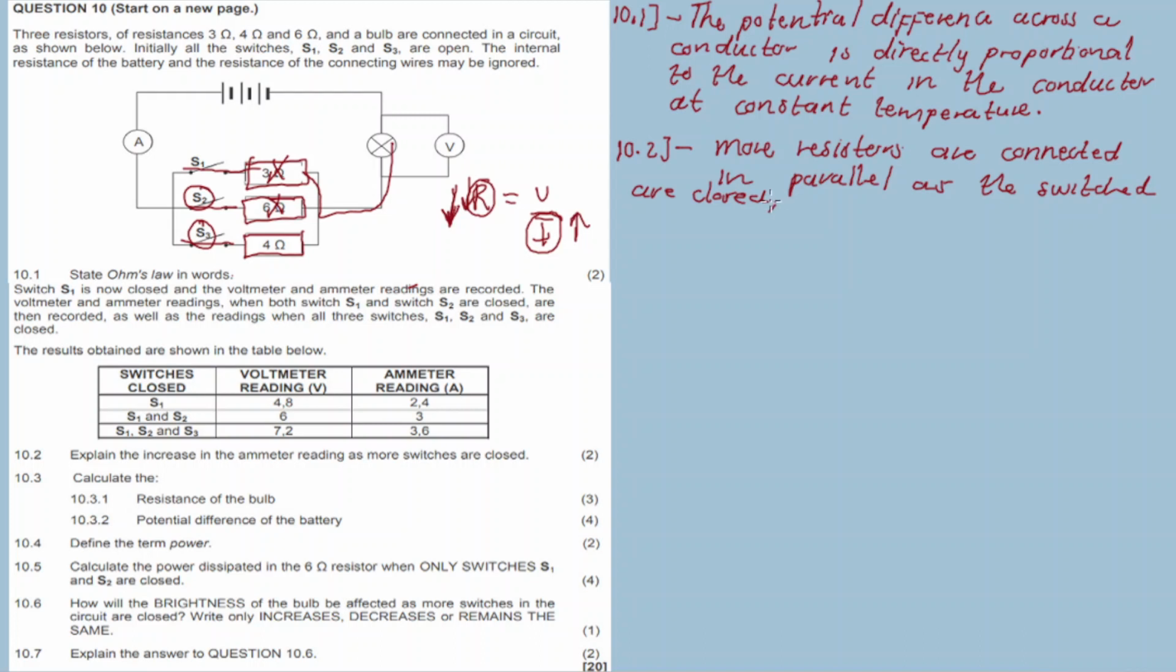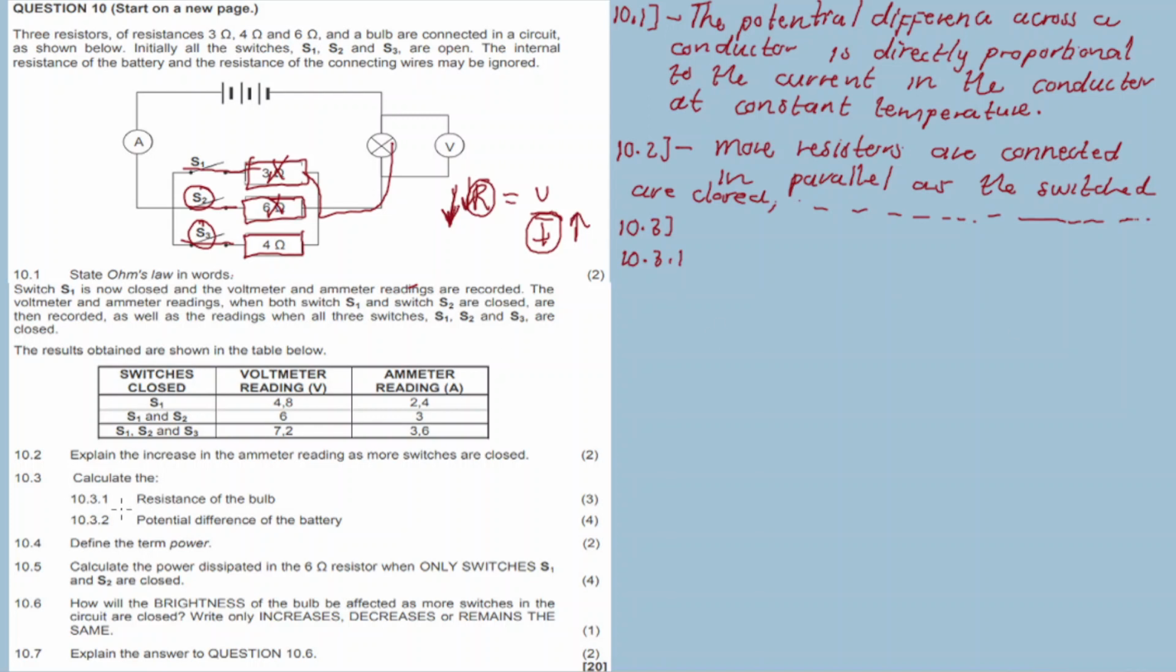Therefore the effective resistance of the circuit decreases. More resistors are connected in parallel as more switches are closed. Therefore the effective resistance of the circuit does what? Decreases, and the current does what? It increases.